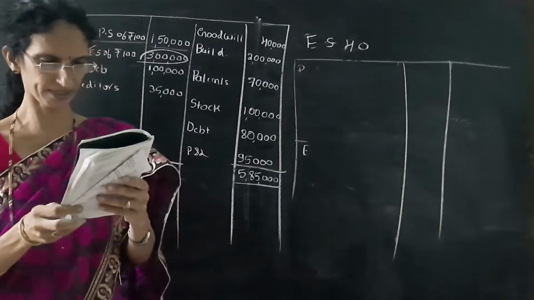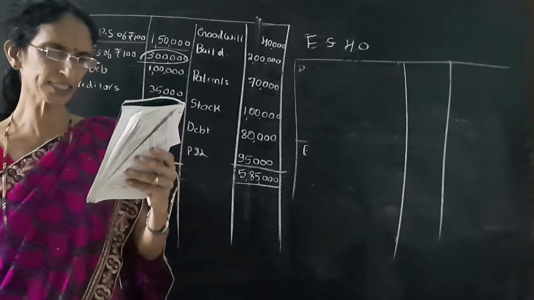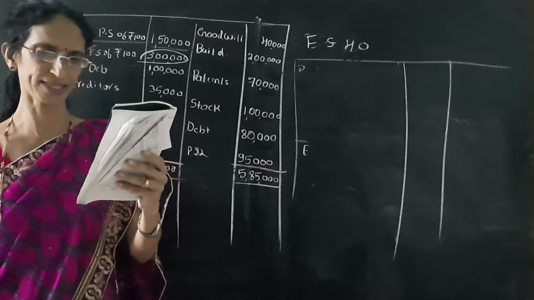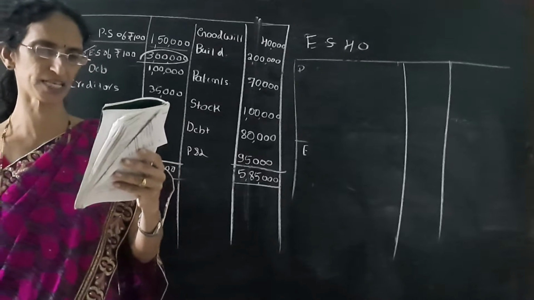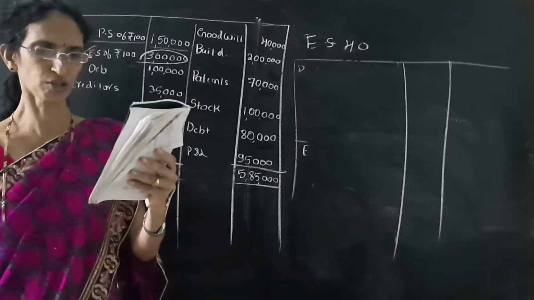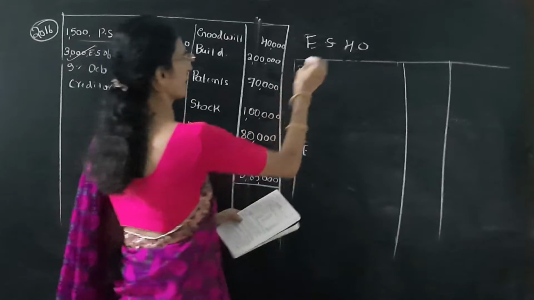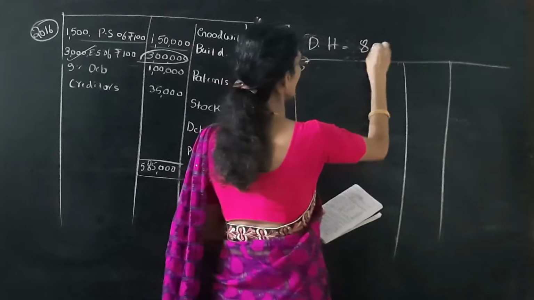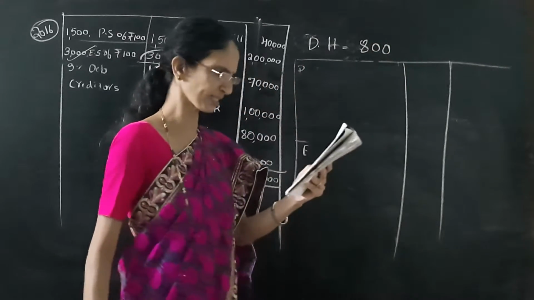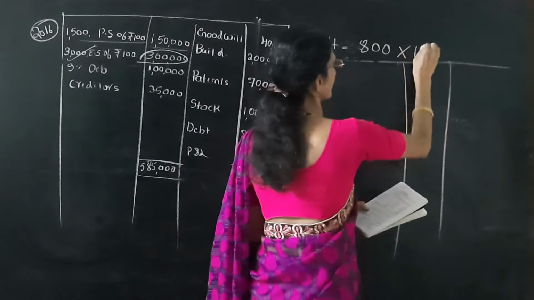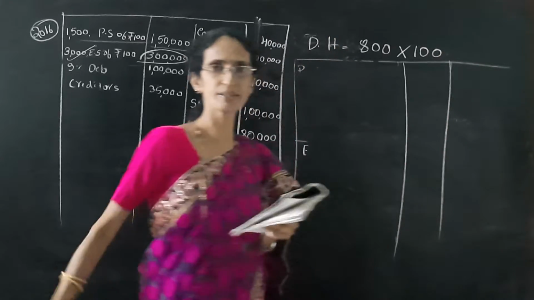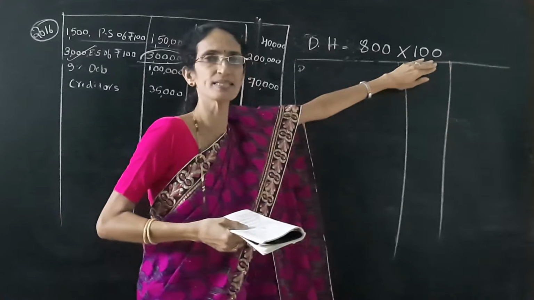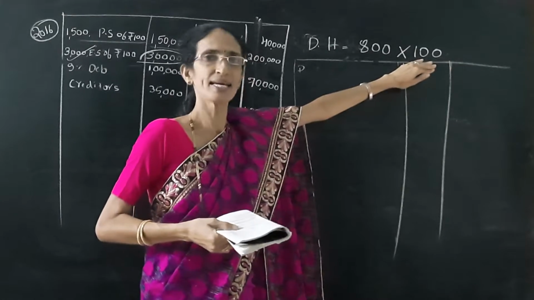See, the third adjustment is given like this. Debenture holders have agreed to accept 800, 10% debentures of rupees 100 each. So debenture holders accept how much debentures? 800 debentures of rupees 100 each. So debenture holders agree to take over 800 debentures at 100 rupees.